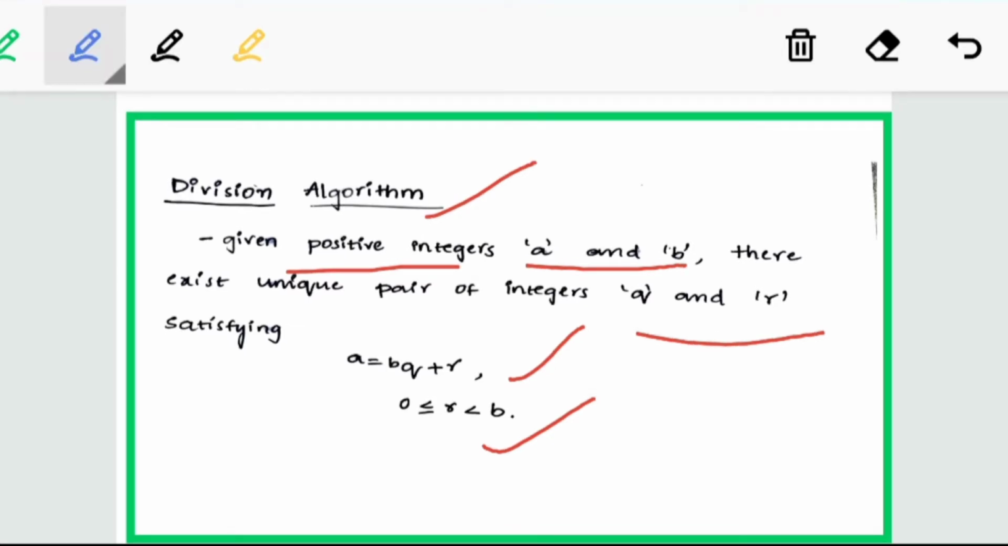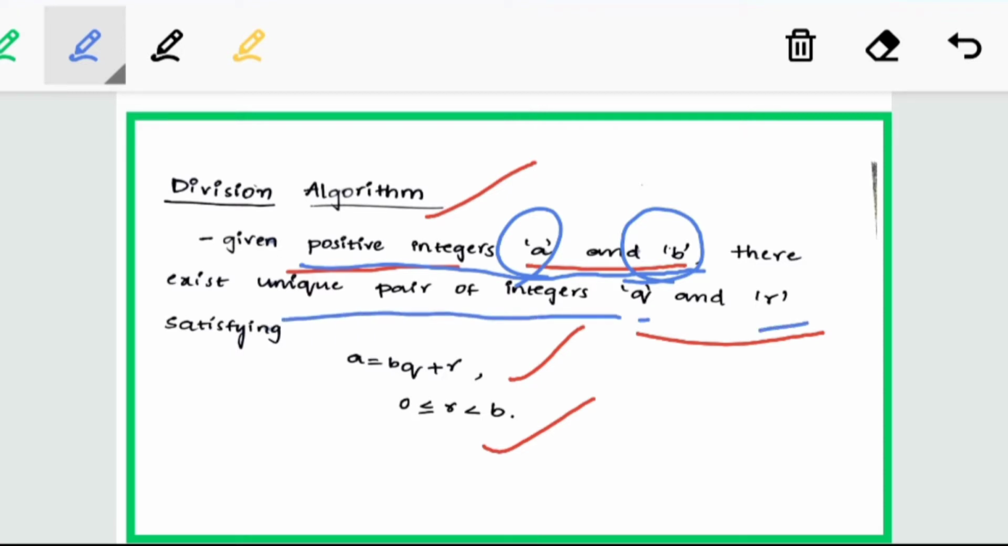Now what does it mean? It means that given positive integers a and b, we need to consider only positive integers, since integers can be positive, negative and 0. Then there exists a unique pair of integers q and r. Q and r are the unique pair that exist only when they satisfy the condition a equal to bq plus r, where 0 less than or equal to r less than b. If you don't understand anything about this algorithm, no worries, you can understand better by solving a few examples. Let us discuss a few basic examples of division algorithm.